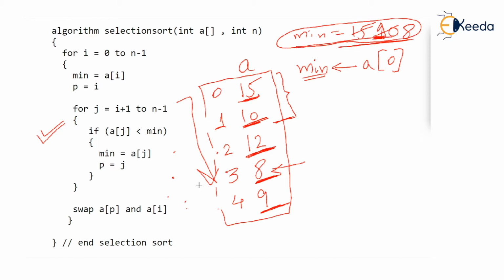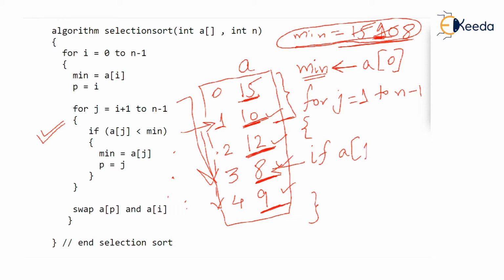Now, how do you put this in your algorithm? You see that min is a0, correct? Then we will start a for loop j from 1 to n minus 1. Did you observe that j started from 1 and went up to n minus 1 and each value was compared with min? So in this loop, we are going to ask a question: if that aj, wherever we are right now, is it less than min?